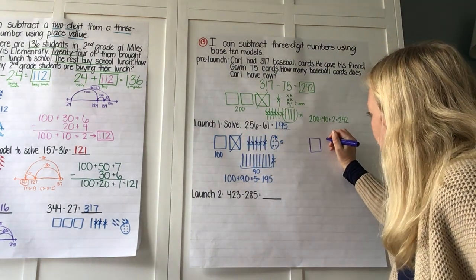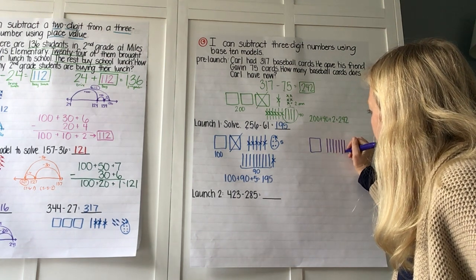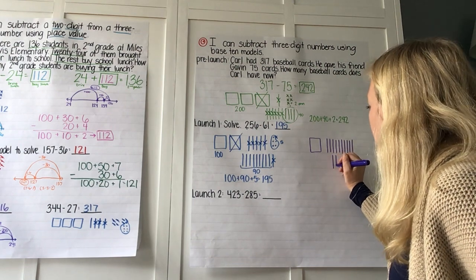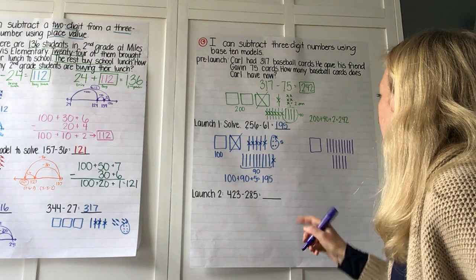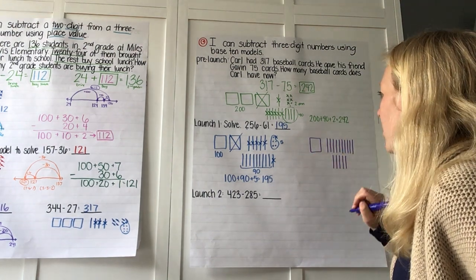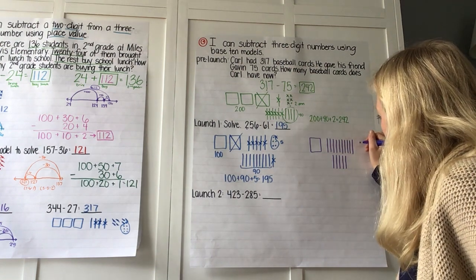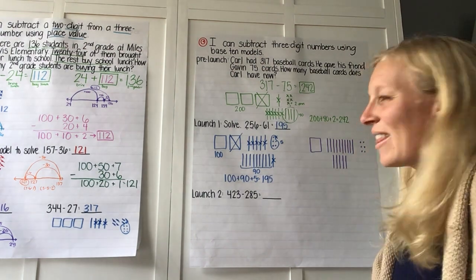So let's go ahead and do that. 10, 20, 30, 40, 50, 60, 70, 80, 90, 100, 110, 120, 130, 140, 150. So this is 100. Where's your 200? 200, 250, and then 256. Then what did you do?